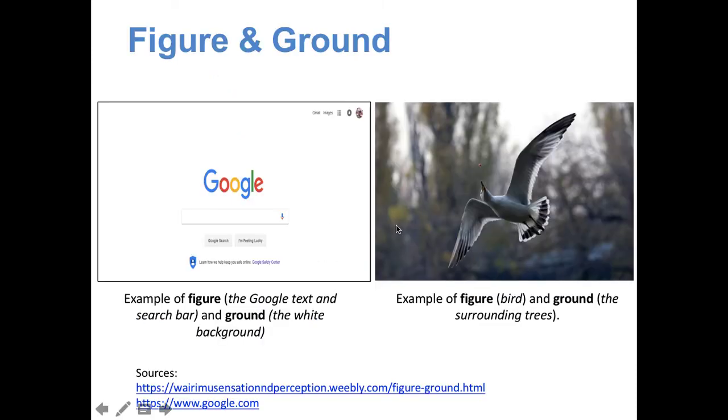Okay, so this is another example of figure and ground. You see Google itself applies figure and ground. They put the ground as a white background. And you see these birds, okay, you have a bird as the figure and the surrounding trees as the ground.